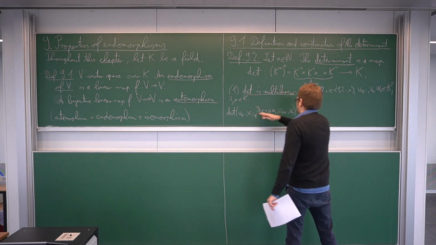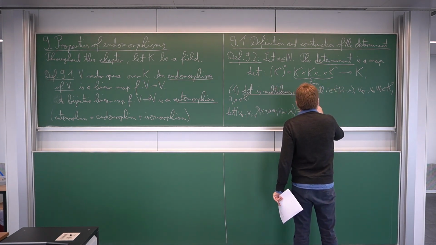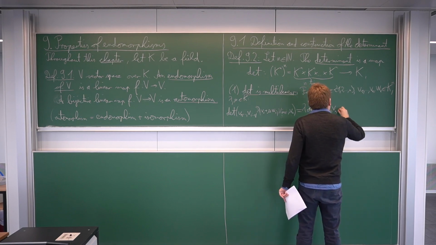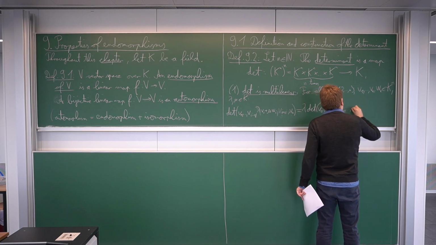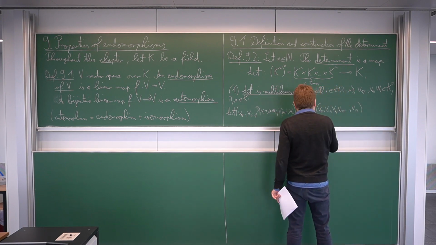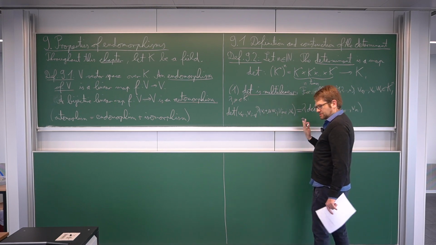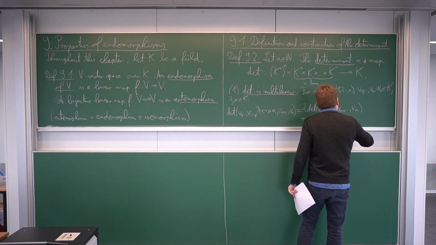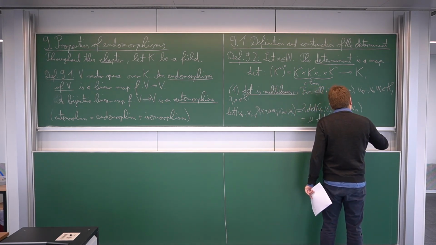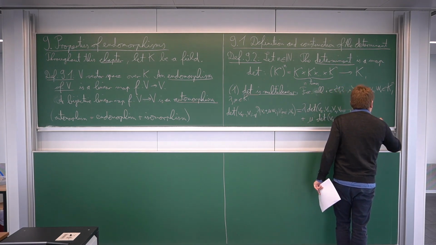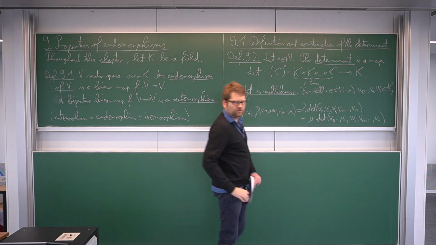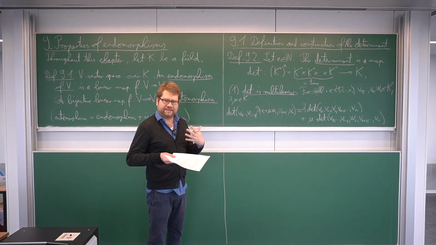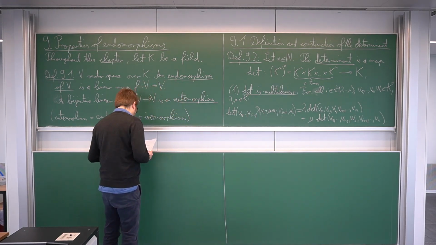And by this I mean this here is supposed to be lambda times the determinant of v1 to v_{i-1} and now just vi in this ith component, v_{i+1} to vn, and now the second aspect of linearity, plus mu times the determinant of v1 to v_{i-1}, wi, v_{i+1} to vn. This is supposed to hold true for all choices of vectors and for all i. So in each component of these n components, it should be linear, so to say. Okay, this is the first thing I want to have.